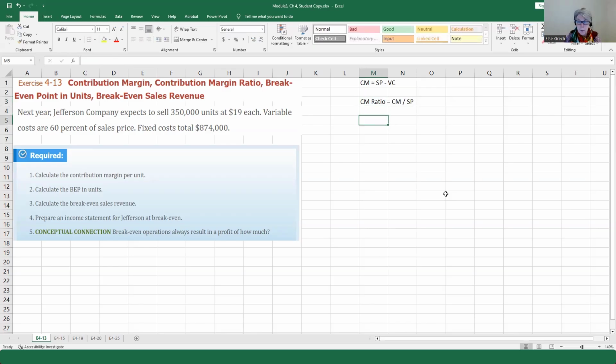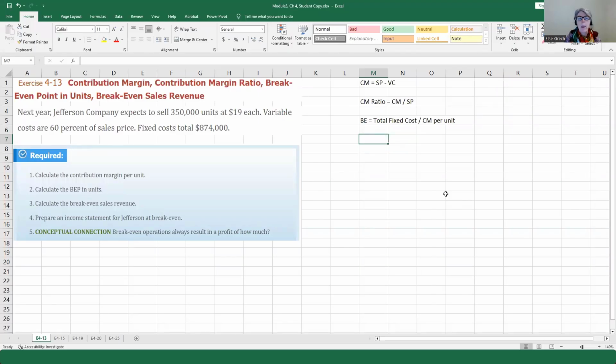Break-even point, let's do that. So the break-even point is equal to the fixed costs divided by the contribution margin. And I should correct this. This is total fixed costs, just to be clear, divided by the contribution margin per unit. So that's clear. We cannot use total contribution margin to calculate the break-even point.